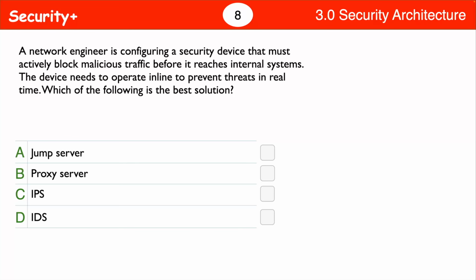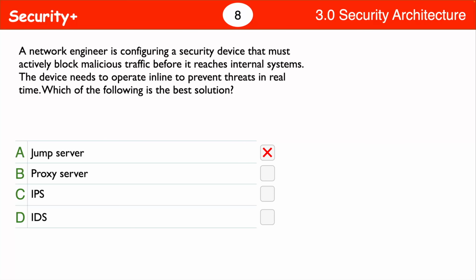All right, let's go ahead and take a look at the key phrases for this one here. The two key phrases are going to be actively block malicious traffic, and the second is going to be prevent threats in real time. Okay. And additionally, like every CompTIA exam question, you're going to have to know the acronyms. But let's go ahead and do the process of elimination here. We can start by eliminating a jump server. A jump server is used for secure remote access to systems, but it's not for blocking malicious traffic.